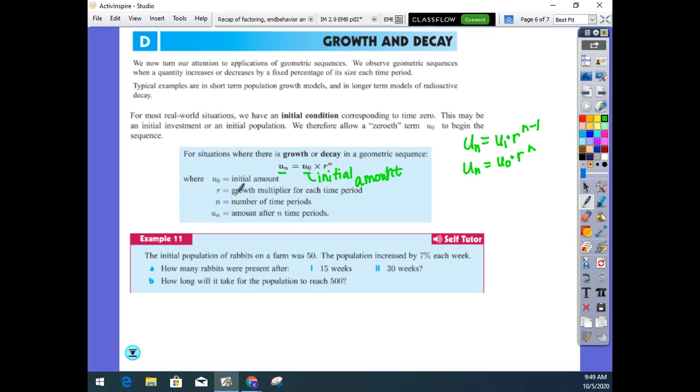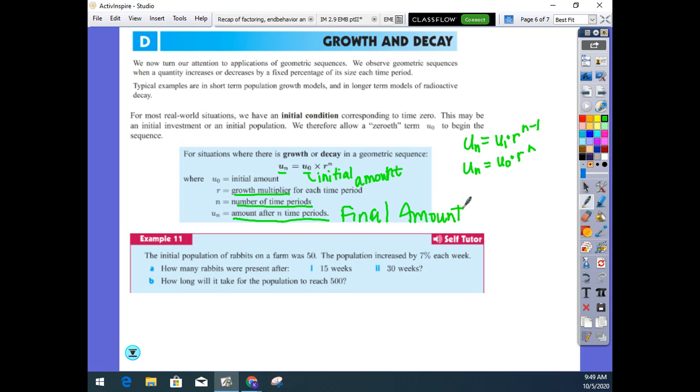So r is our growth multiplier, what we're multiplying every time. n is the number of time periods. And this is the amount after n time periods. I always call this my final amount.